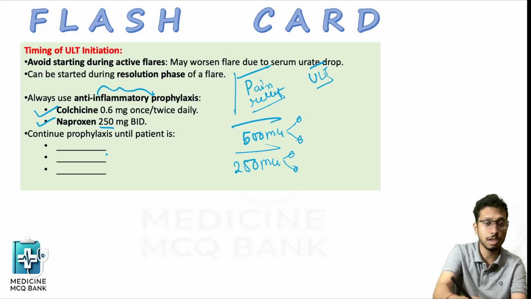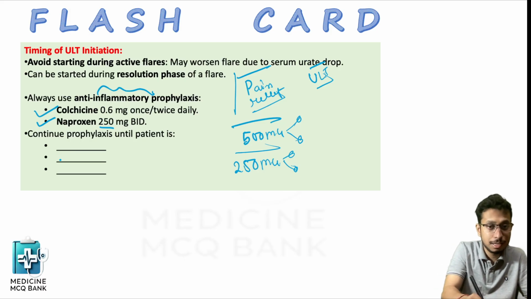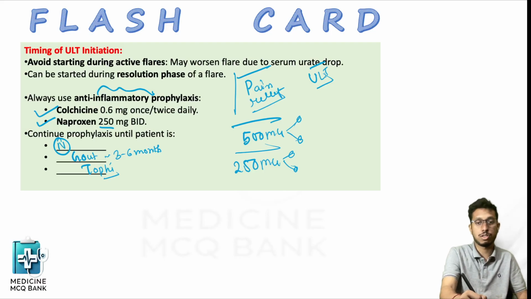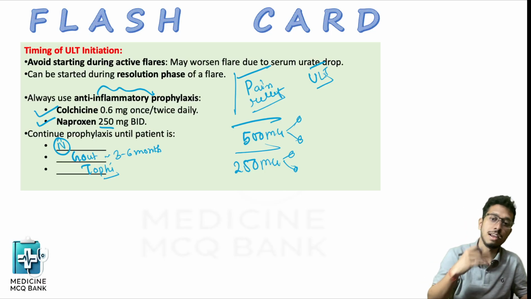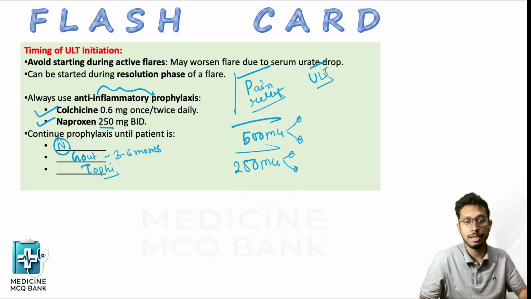Right? Okay. Now, continue prophylaxis until the patient gets a normal uric acid level, or the patient is gout free for around 3 to 6 months, or until the tophi which have formed have resolved. So, all of those three are indications for continuation of prophylaxis, and this is the point when you know you need to stop prophylaxis of urate-lowering therapy.